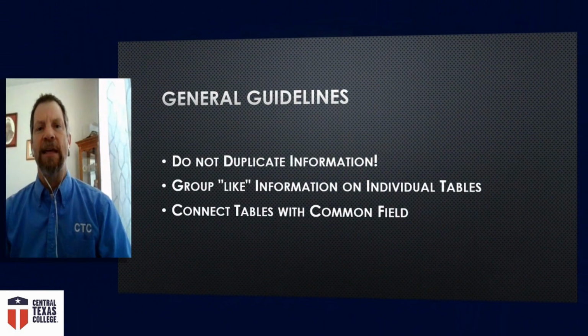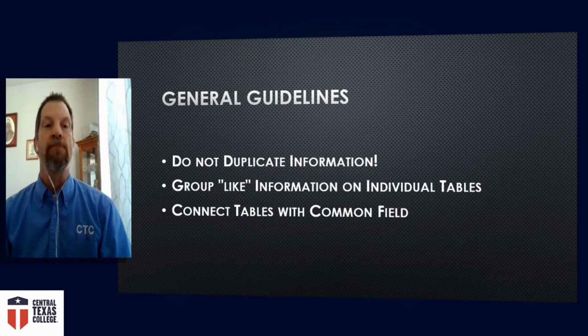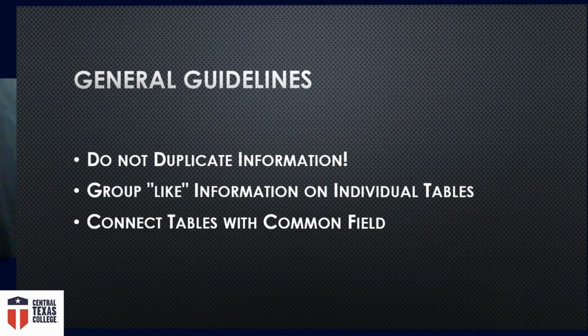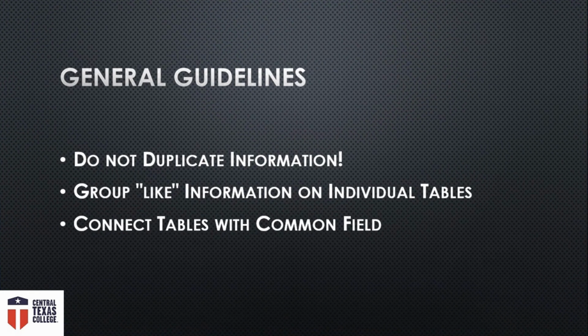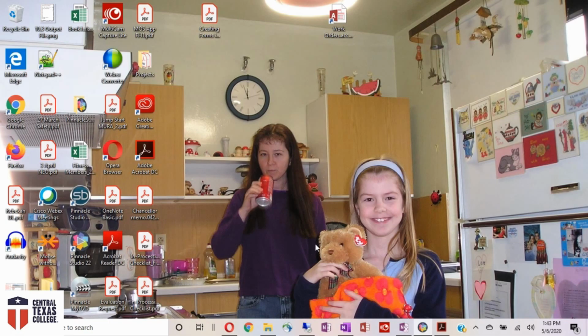So you want to group like information on individual tables like I showed you on my OneNote notes. And then we're going to connect the tables with a common field, and that's what they call the primary key in Access. And we'll get into that as well. So it's really kind of simple the way we're going to get started.